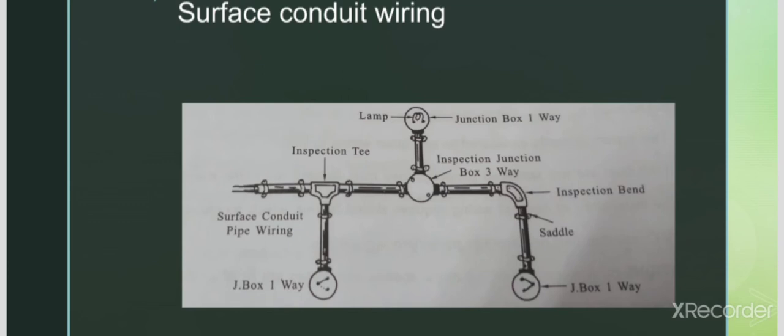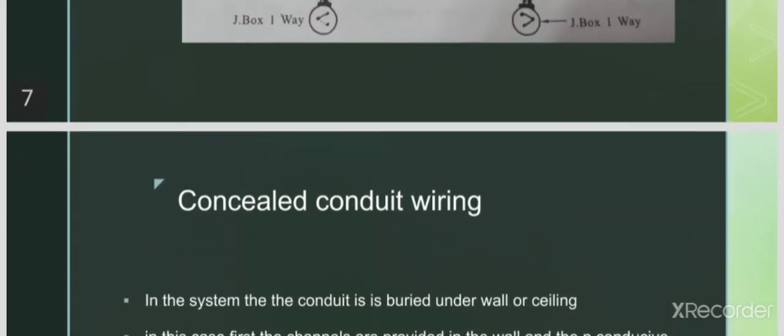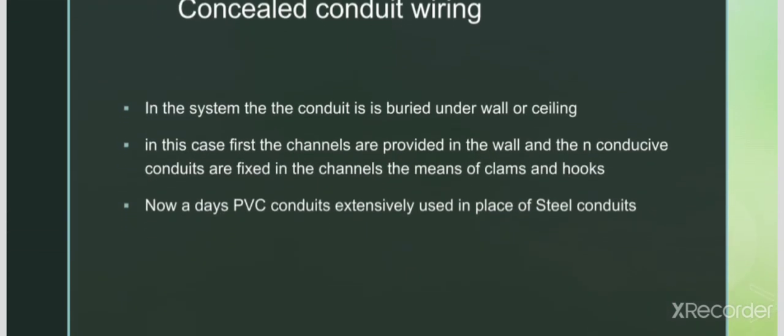This is of surface conduit wiring, and concealed conduit wiring. Here we are using PVC pipes which are buried under the wall or ceiling. In this case, first the channels are provided in the wall and the conduits are fixed in the channels by means of clamps and hooks.